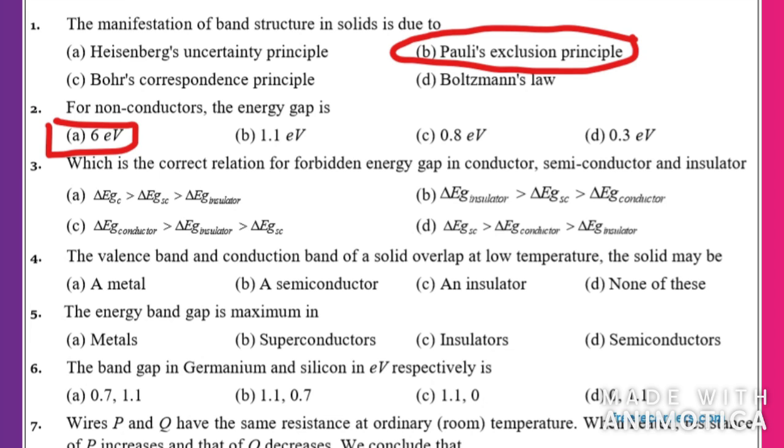Third part: which is the correct relation for forbidden energy gap in conductor, semiconductor and insulator? As you know, the insulator has the largest forbidden energy gap, then we have semiconductors, then we have conductors. So the largest is for insulator, then semiconductor, and then conductor. So the right option is B.